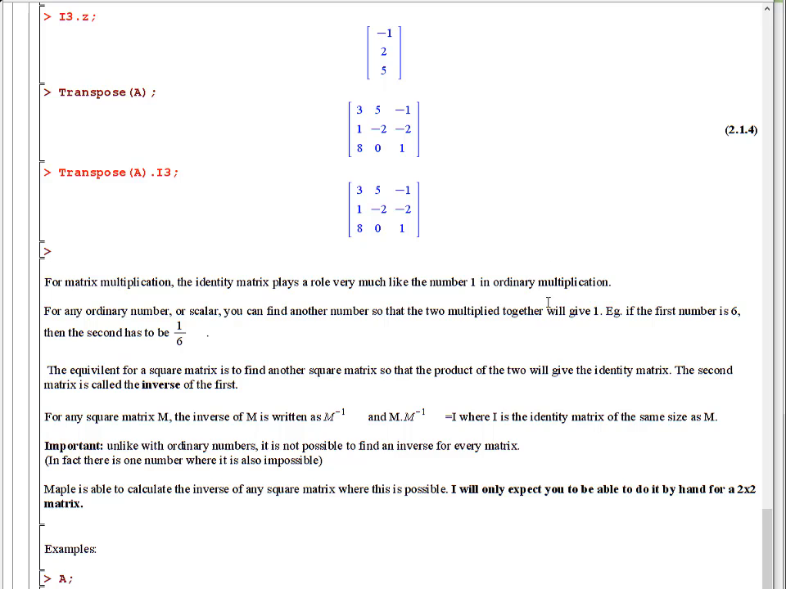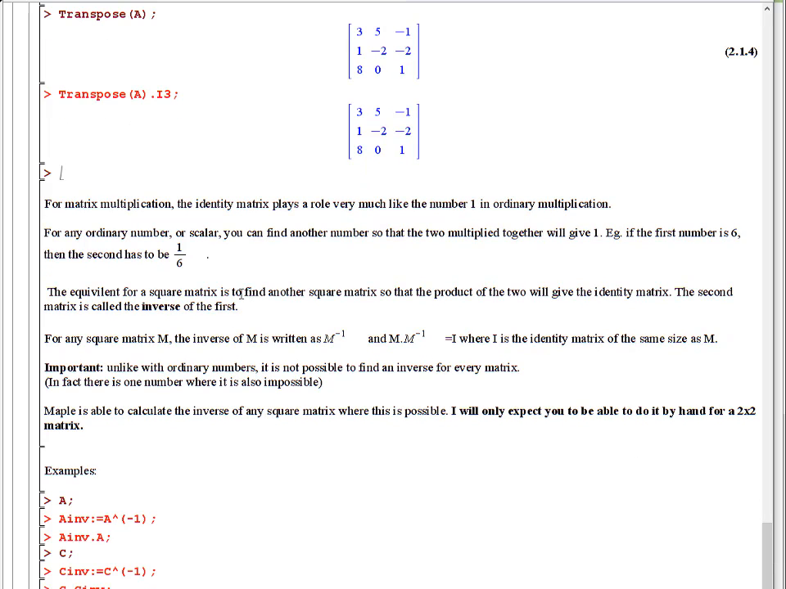So that's identity. If we move from that to the idea of inverse, for any ordinary number or scalar, you can find another number so that when you multiply them, you get back to 1. So if I give you 6, you can give me 1 over 6, because 6 times 1 over 6 is 1. If I give you negative 1 million, you can give me negative 1 over 1 million, because when you multiply them, you'll get back to 1.